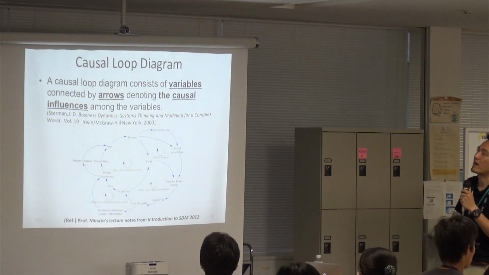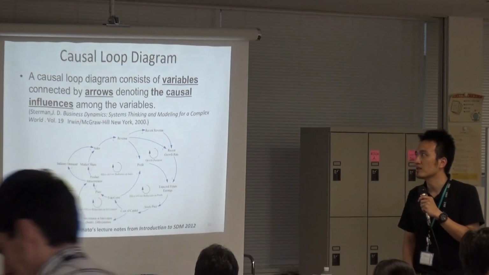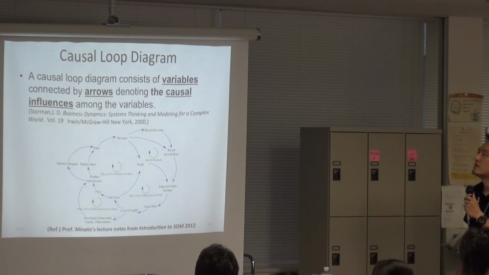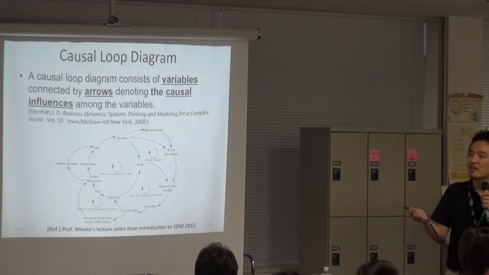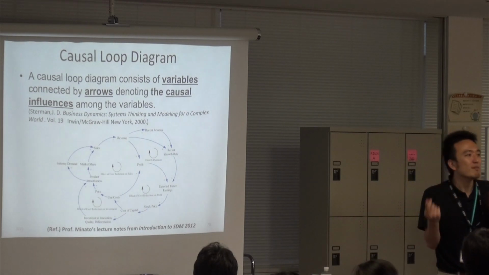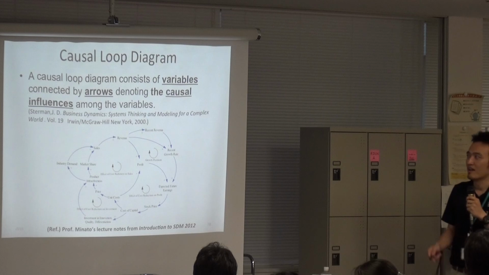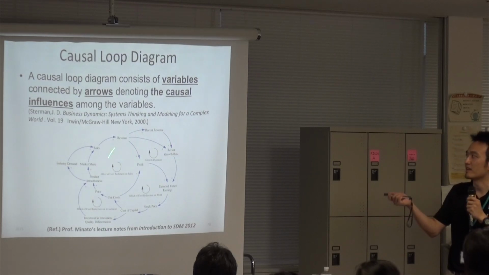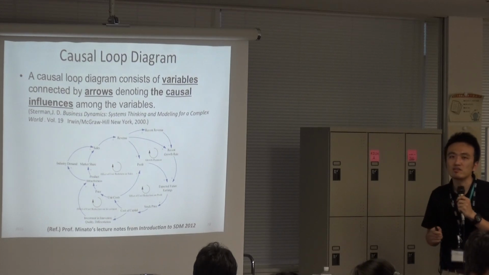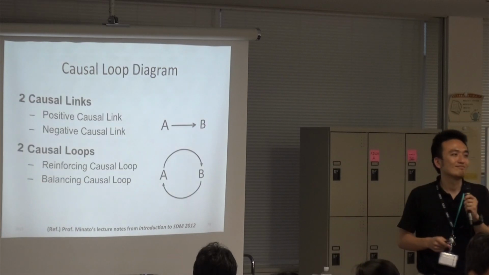A causal loop diagram consists of variables connected by arrows denoting the causal influences among the variables. I will explain this mathematical term in layman's terms in a few seconds. But this is what it looks like. Don't get scared, it's easy.